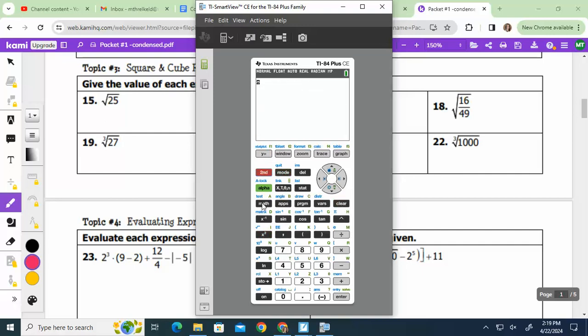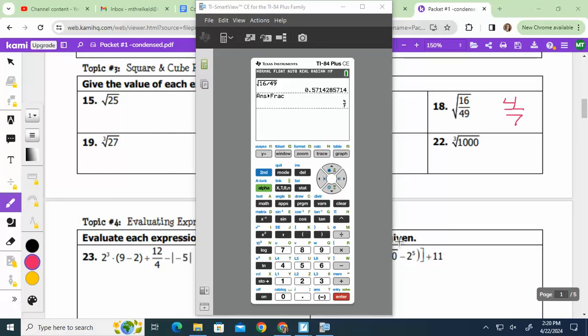So if we just have the square root, so second square root, 16 over 49. It's going to give me a decimal. How do I turn that into a fraction? Math, number 1. So that is 4 over 7.